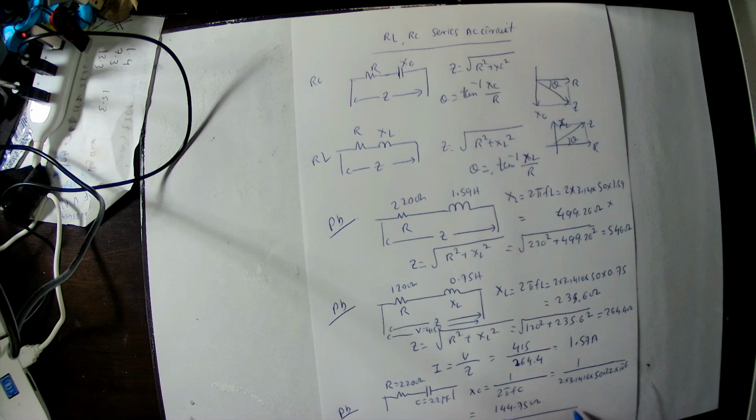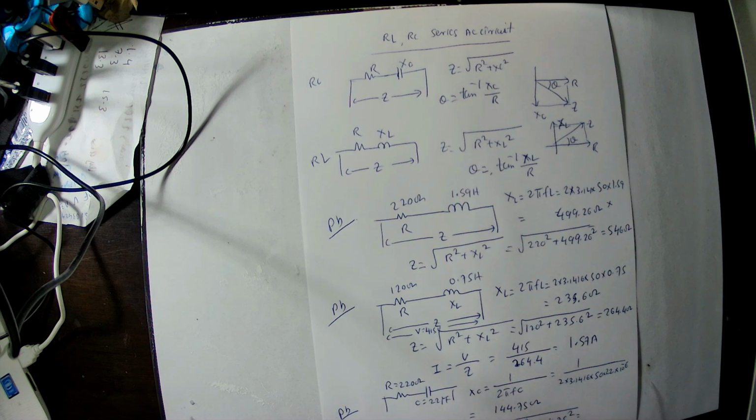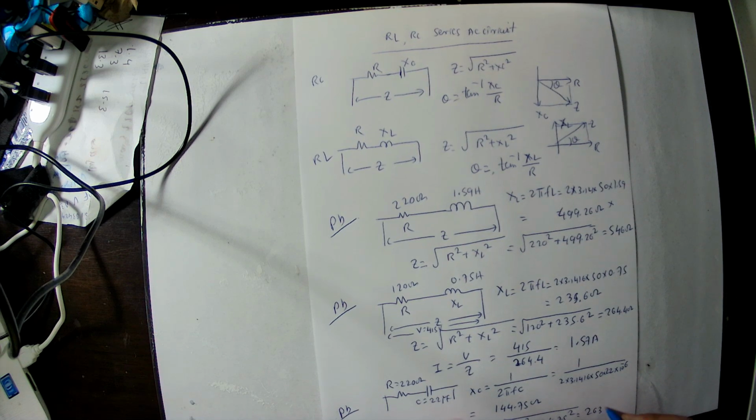The impedance Z can be calculated square root of R squared plus XC squared. So R is 220 square plus 144.75 square. Square root. So that will be 263 ohm. So this is how we can calculate it.